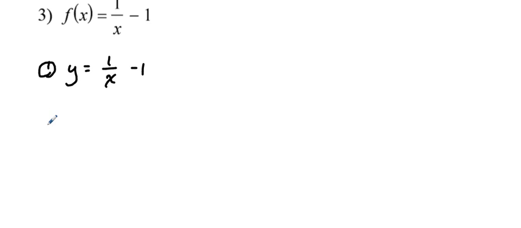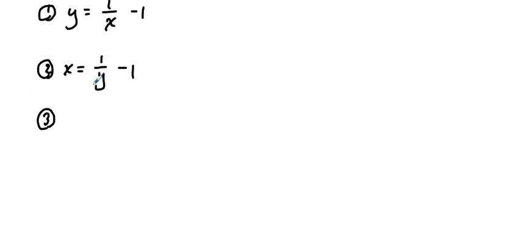Our step 2 is to switch the variables. So we have x equals 1 over y minus 1. Our step 3 is to get the variable y by itself. So the first thing we'll do is add 1 to both sides. On the left side, we are going to have x plus 1. On the right side, we are going to have 1 over y.